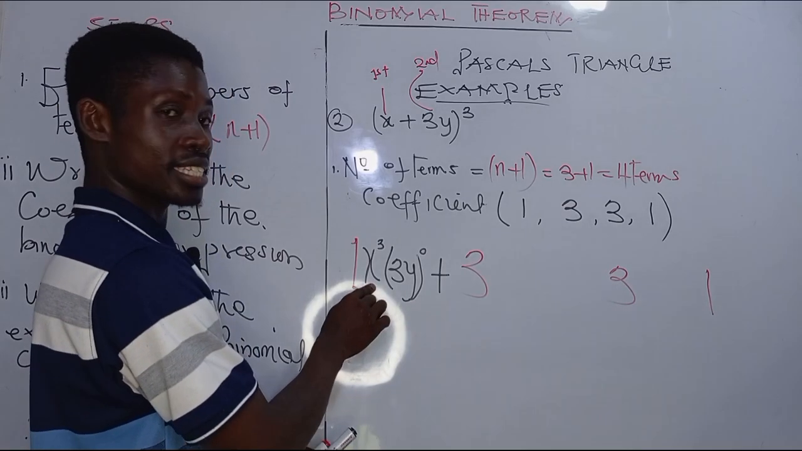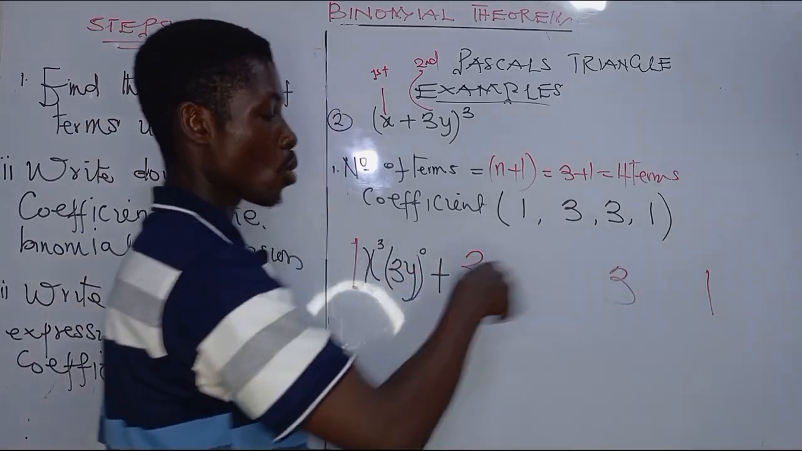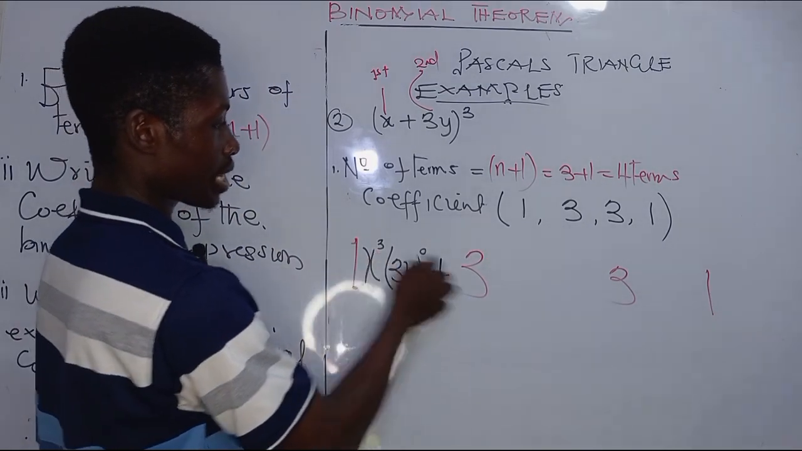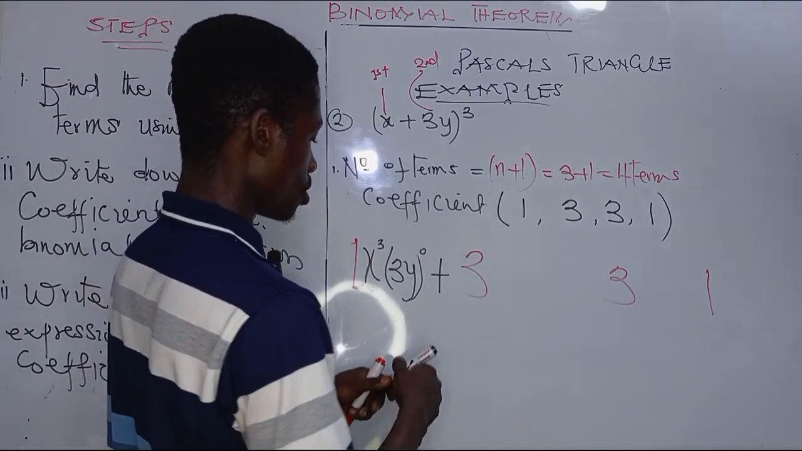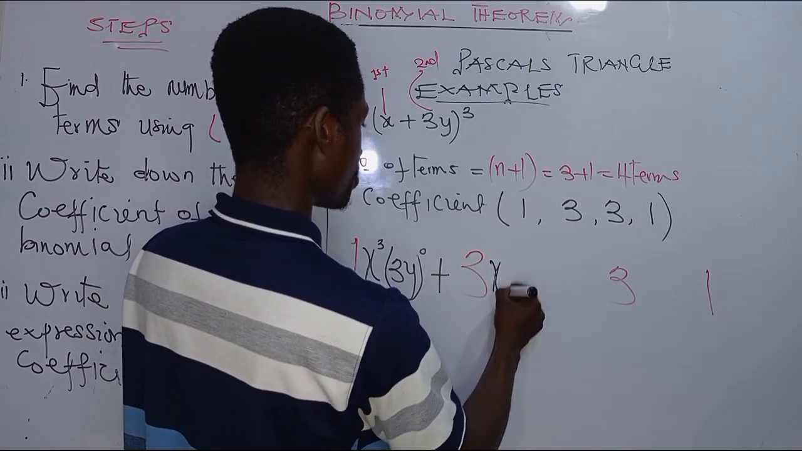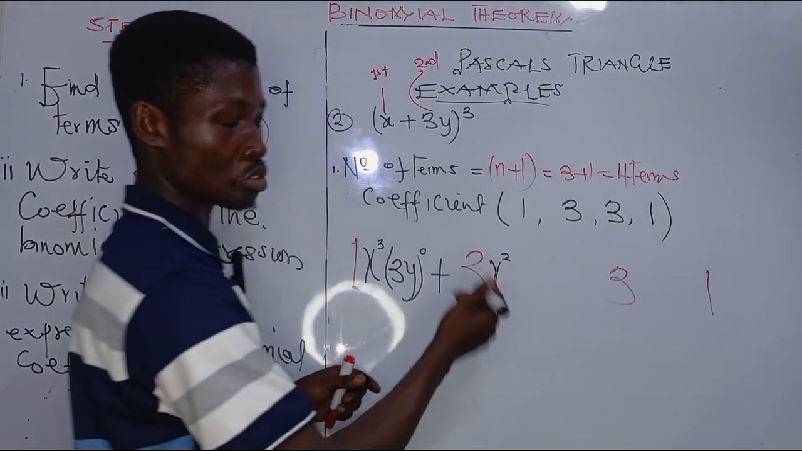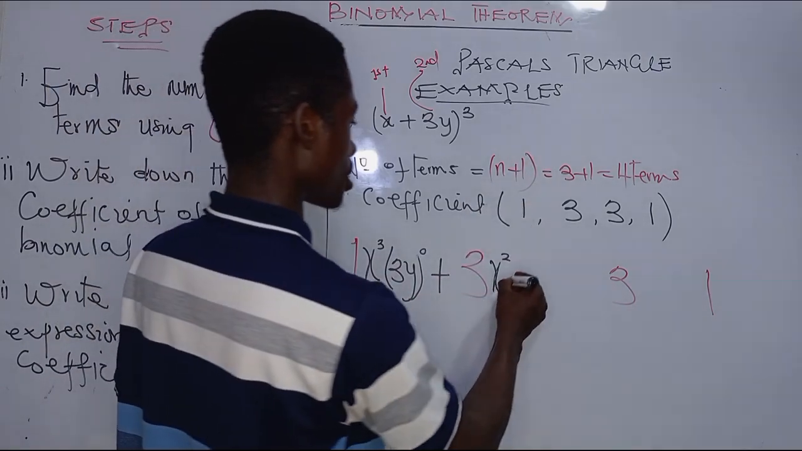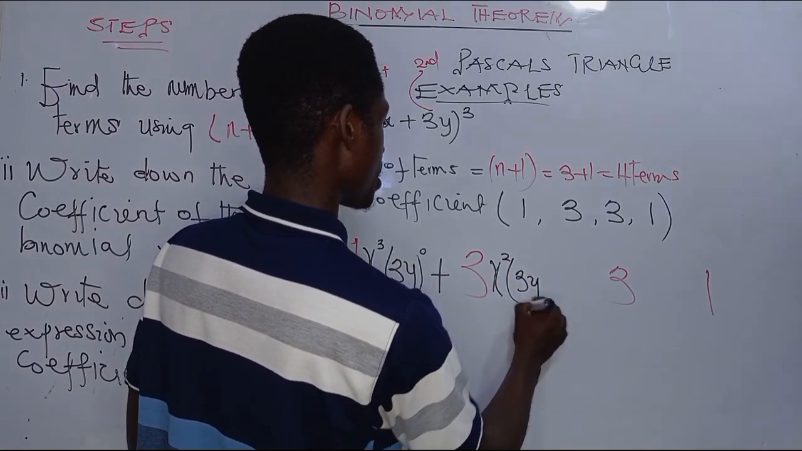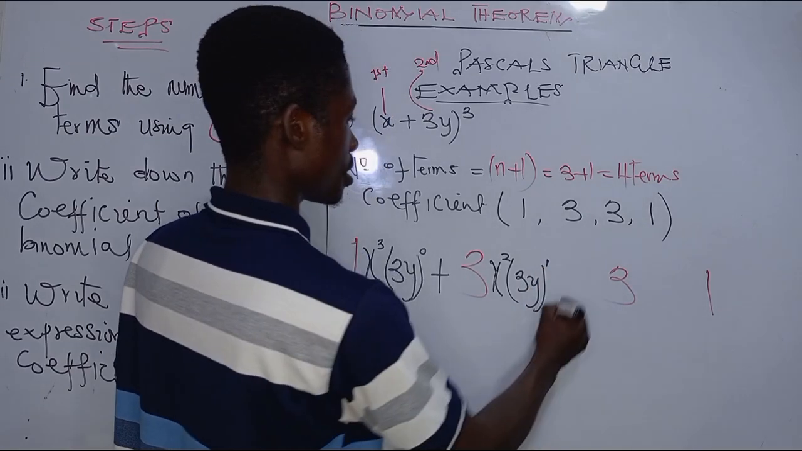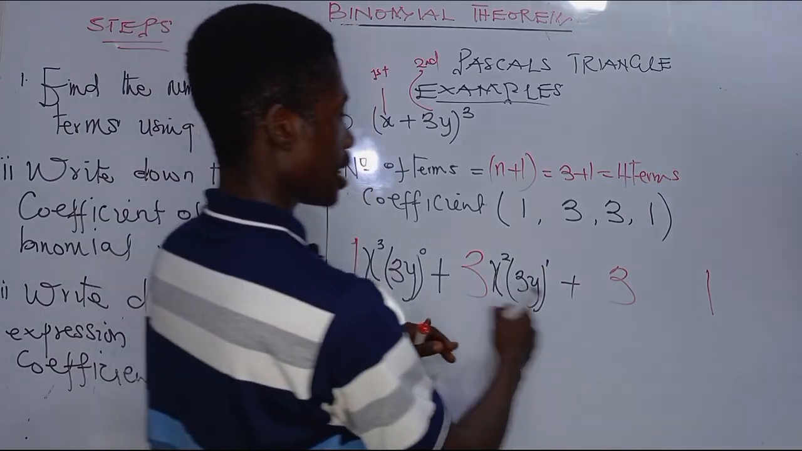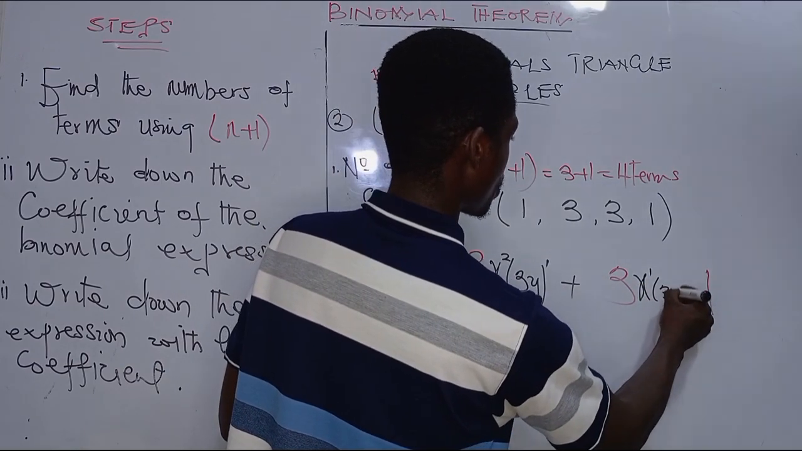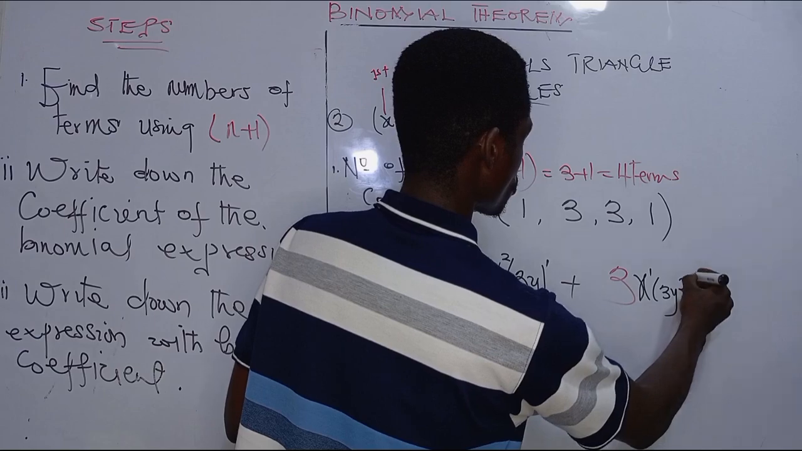Then the power of the first term decreases in that order, whilst the second term increases in that order. So we have power 3, it will move towards power 2. So we have x raised to the power 2. It has decreased to power 2. And then 3y power 0 will increase to power 1. So we have 3y raised to the power 1. We bring our addition sign, x will decrease to 1, whilst 3y will increase to what? 2.